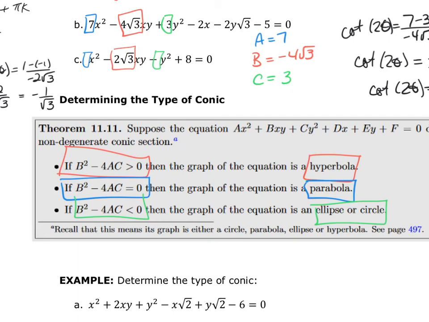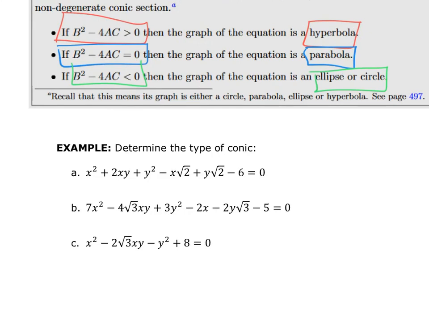All right, how are we doing? You all wrote those down? Okay. So on the homework in here, where I'm just asking you to determine the type of conic that we have. That's all we're asking you to do. We're not doing any rotations yet. I'm just asking you to determine the type of conic.